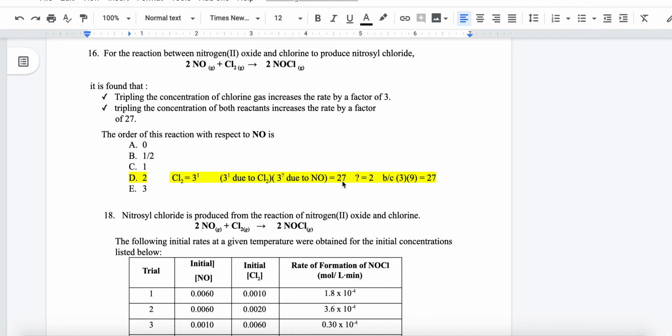So I created a little algebra expression here. We know this is 3 to the first, which is 3. We know this is 3 to the we don't know. And we know the product of those two has to be 27. So that means this has to be a 9, which means the order has to be second. So not too tricky, but don't be afraid to write it out. Don't be afraid to leave yourself a couple notes about what the information in the question is telling you.